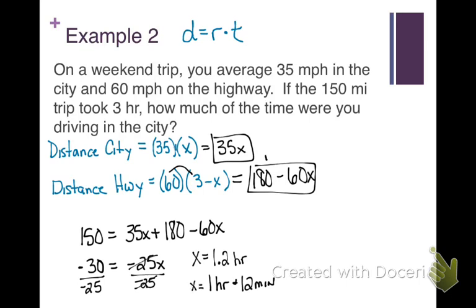Is that what we're looking for? Is that the question? Does the x belong to the distance in the city, or the time in the city, or the time on the highway? Time in the city, right? Because here's your x right up here. Your x deals with the time in the city. So how much time do we spend in the city? An hour and 12 minutes. Now, what if it asked for how much time did you spend on the highway? Subtract it from 3 hours, right? And we'd say, well, an hour and 48 minutes.